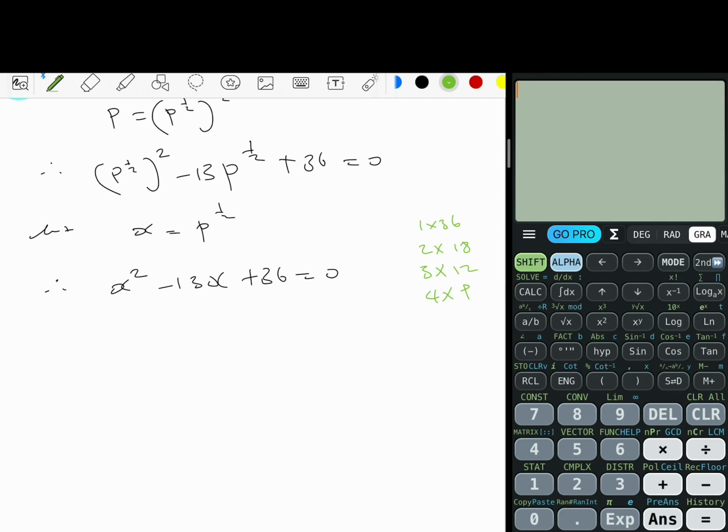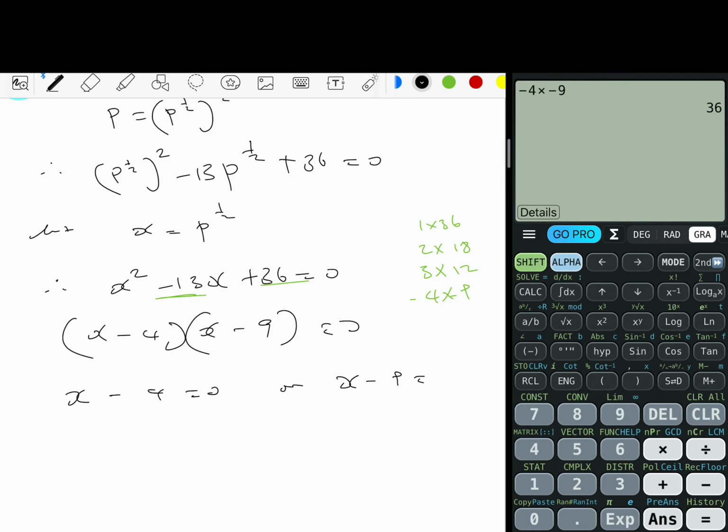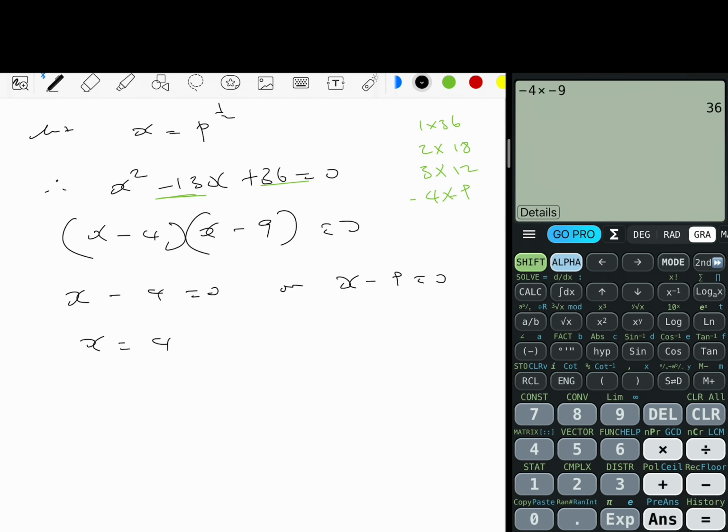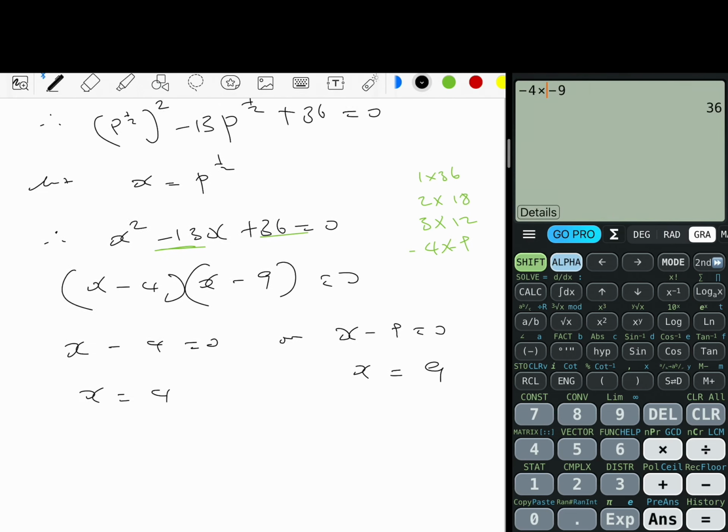But then what you do is, what are the factors that you can add, and they should give you negative 13, right? You know that negative 4 plus negative 9, that's negative 13. And the good thing is, if you then times these two, they give you positive 36, which is what we are looking for. So we're going to take negative 4 and negative 9. There's going to be x and x there. So it's going to be x minus 4 and x minus 9. And x minus 4 is equal to 0, or x minus 9 is equal to 0. Therefore, x equal to 4, or x equal to 9.